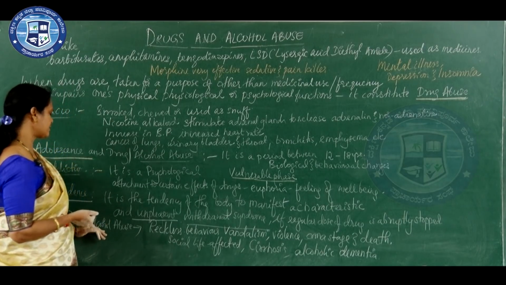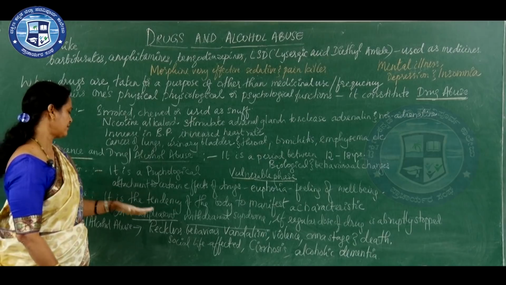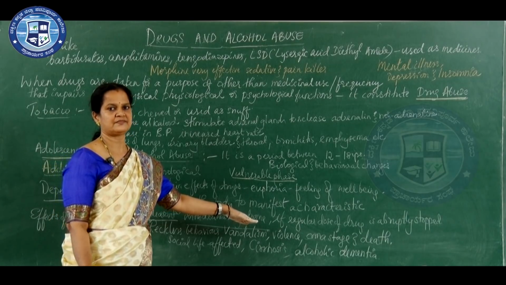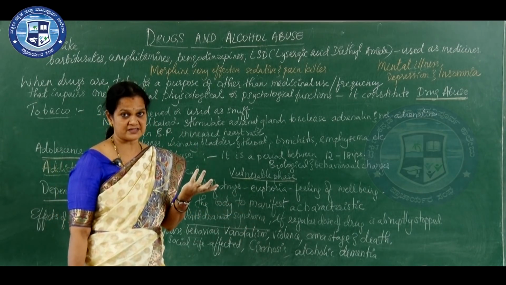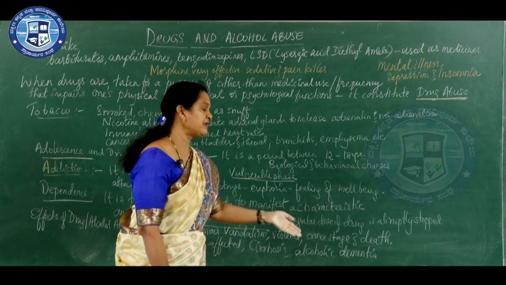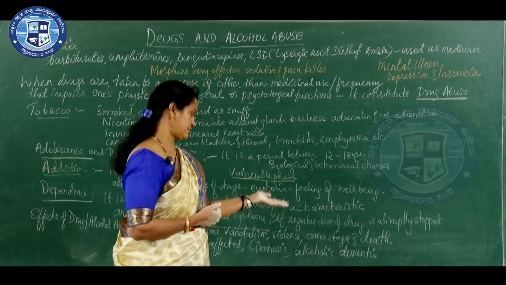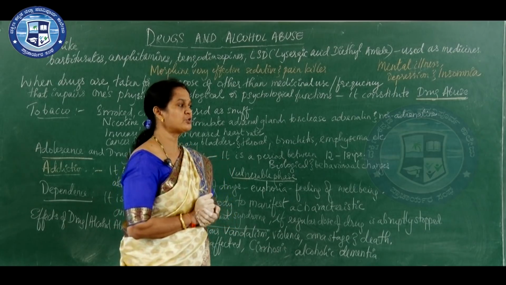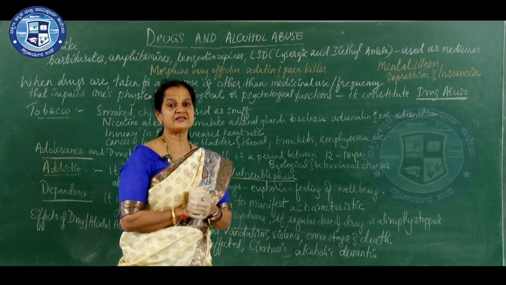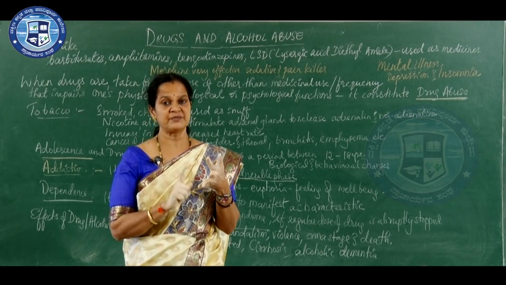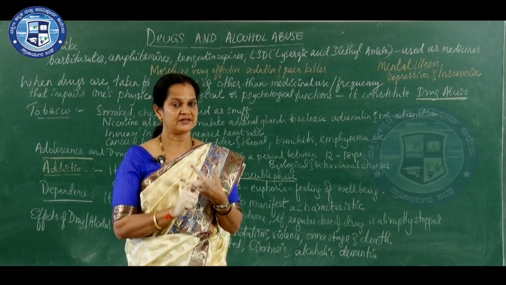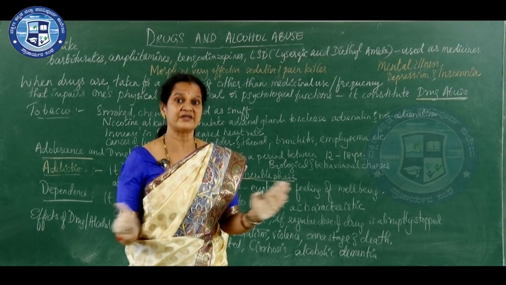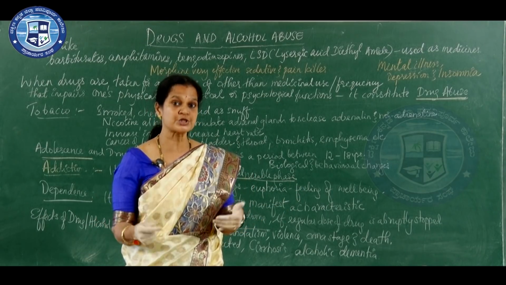And effects of drug and alcohol abuse. The common effects are restless or reckless behavior, vandalism, and at the same time violence. If it is taken in more dosage, it may lead to coma stage and death. And usually the personal life will be affected, academic performance will be affected, and they will not go to school, college, work. Social life, family life, everything will be affected. And apart from that, health issues will be there.